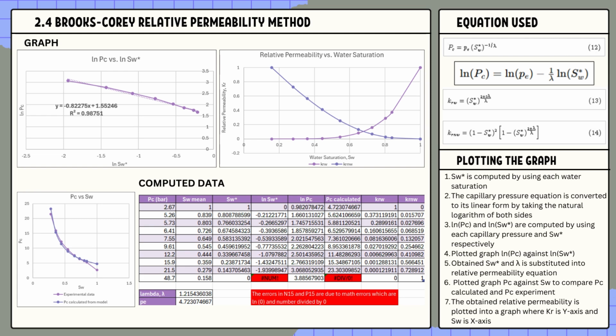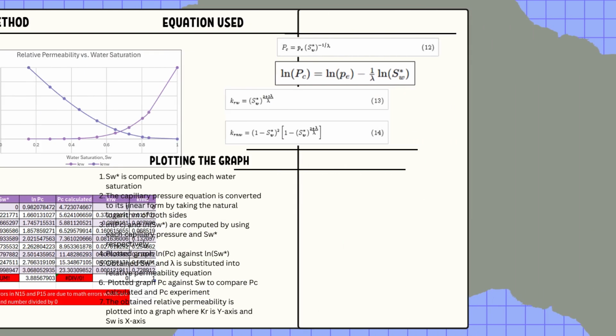entry pressure. Fifth, obtain normalized SW and lambda is substituted into relative permeability equation. Then we plot graph PC against SW to compare PC calculated and PC experiment. The graph shows our linear function data is closely accurate with PC experiment. Last, the obtained relative permeability is plotted into graph where relative permeability is y-axis and SW is x-axis.